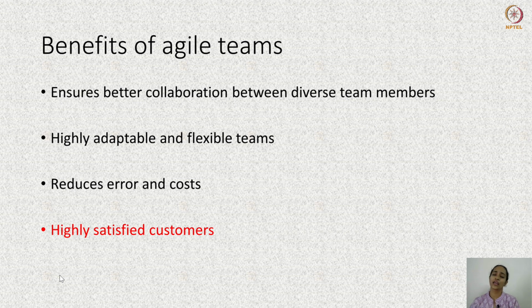Just imagine if the customer requirements had changed over the period in which the team was completely focused on developing and designing the product. By the time the product came to the market, it would not meet the changed customer requirements. So, one of the final benefits of agile teams is that it produces highly satisfied customers. So, let us delve into better understanding agile teams by looking at the IPO framework.